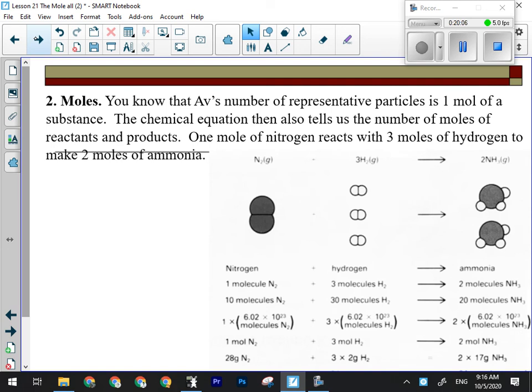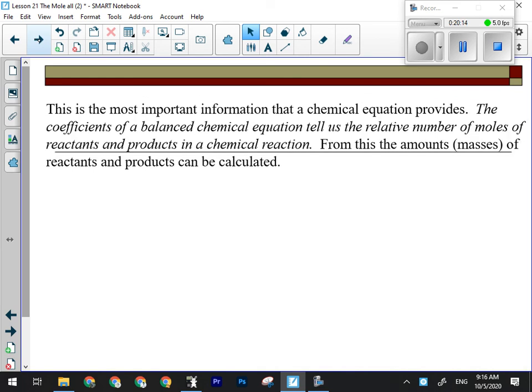All right, so like I said, we could also use an equation, if it was balanced, to tell us the number of moles: 1 mole of nitrogen, 3 moles of hydrogen, 2 moles of ammonia. It could work like that. So that's the most important information that a chemical equation provides. The coefficients tell us the number of moles of reactants and products. That's why they have to be balanced.